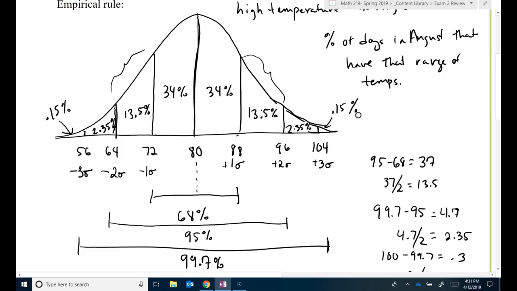On the other hand, if you asked what percentage of the temperatures are going to be between 80 and 88 degrees? The answer is 34%. Or we might ask what percentage of the temperatures are going to be less than 88? Strictly less than 88, well, that's going to be 50% for the 80 and below, plus the 34, so that'll be 84%. Okay, let's write it down a little bit.